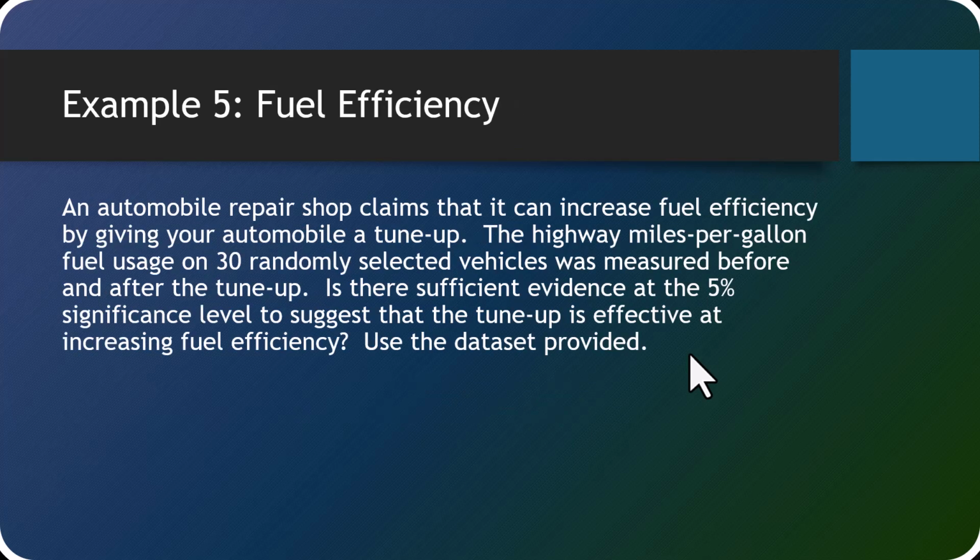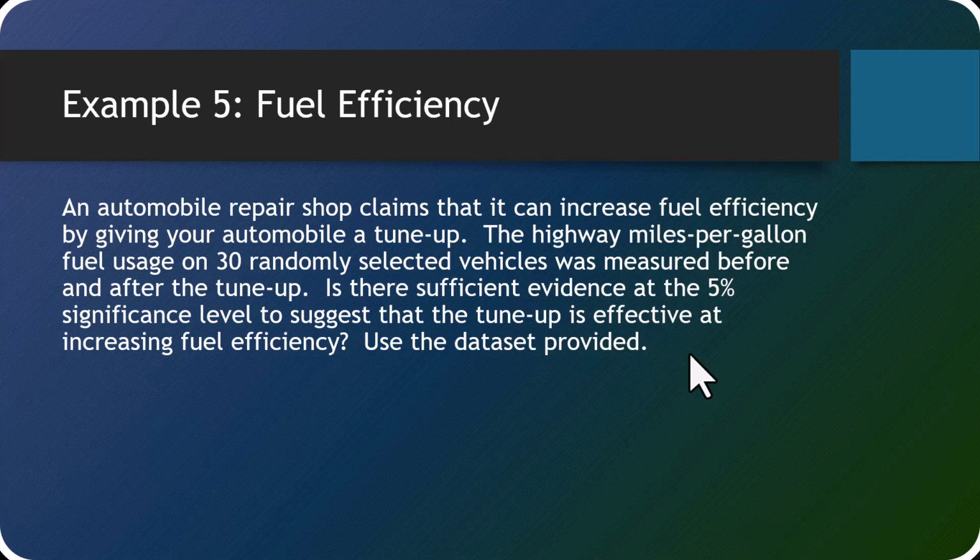All right, last example, fuel efficiency. An automobile repair shop claims that it can increase fuel efficiency by giving your automobile a tune-up. The highway miles per gallon fuel usage on 30 randomly selected vehicles was measured before and after the tune-up. Is there sufficient evidence at the 5% significance level to suggest that the tune-up is effective at increasing fuel efficiency? Use the data set provided.